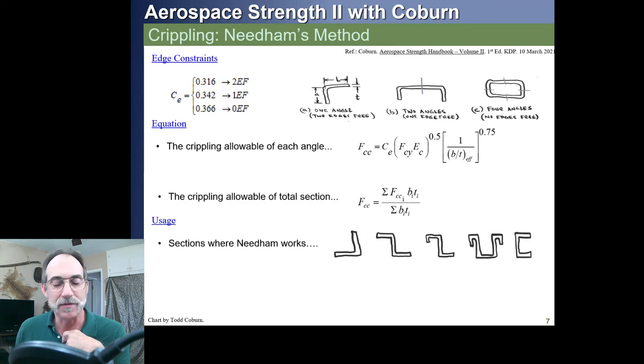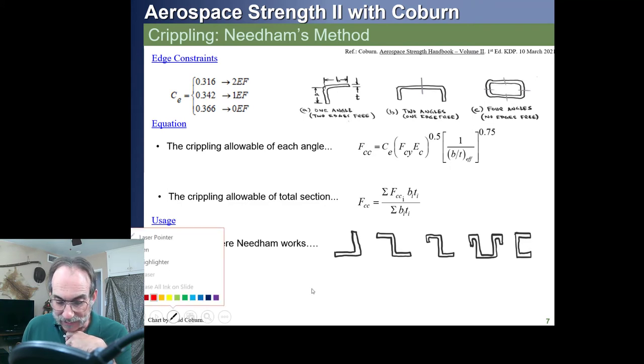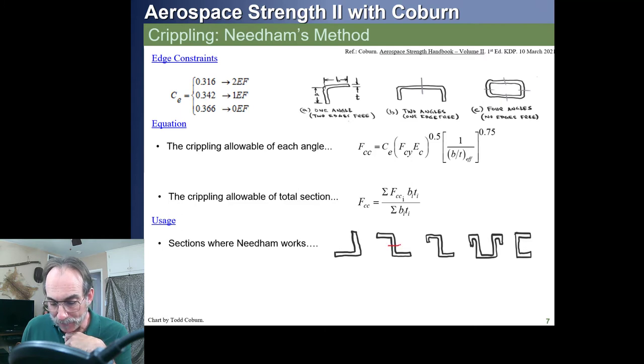The second section we see could be, if we would break it up here, we see that gives us two angles. This angle, one and two. Each of these angles is one edge free. Therefore, we'd use this equation twice and then put into the summation equation. For this one here, we would cut it here and here. We see three angles. We'd use this equation up here three times to evaluate our crippling allowable.